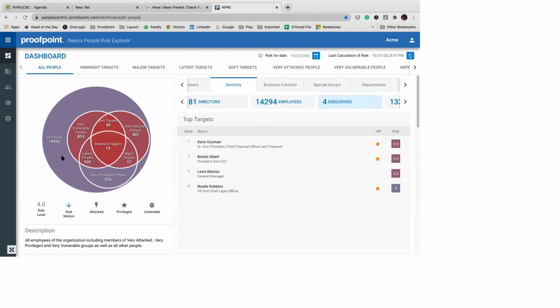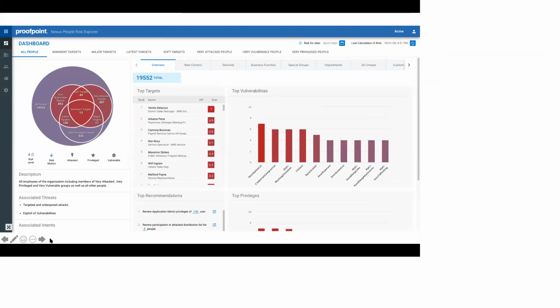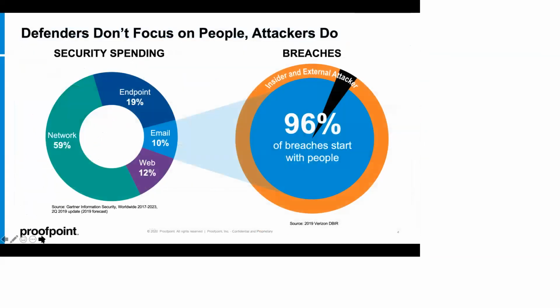So a very fast flyby. I know we went through this quickly, but you're seeing in action what we fundamentally focus on, which is people-centric security, and putting that into action. And why do we do this? So I go back to our fundamental thinking here, and that is the fact that defenders don't focus on people, attackers do. So Gartner data on security spending clearly shows that firms dedicate time and people and dollars to activities not mapped to how attackers are targeting.